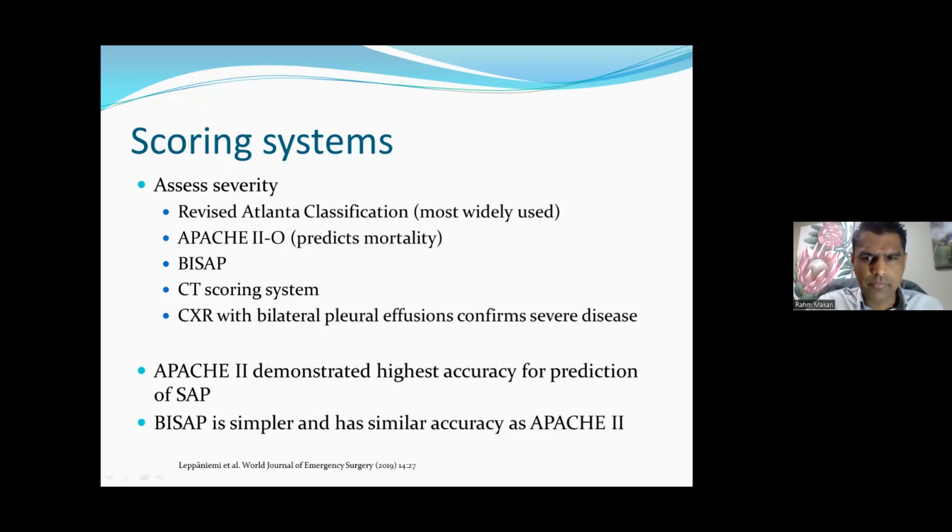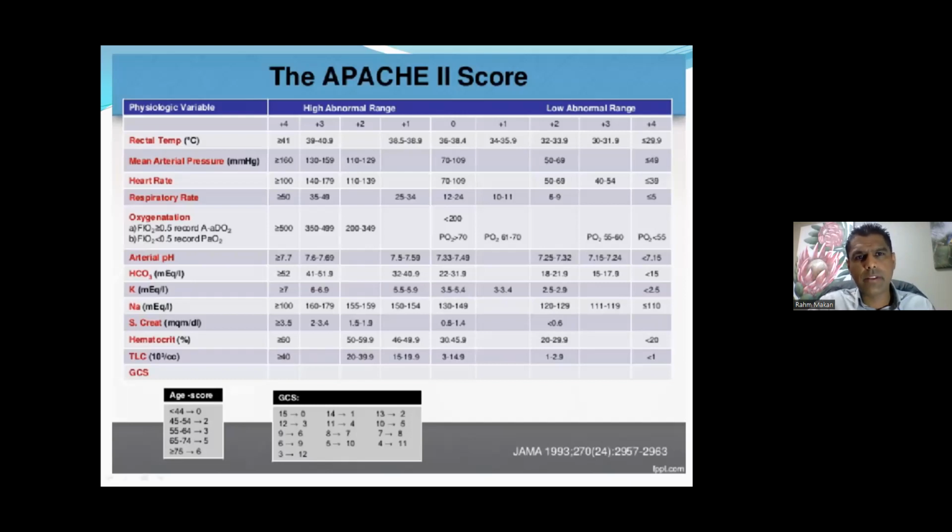So the Apache 2 score was the one that demonstrated the highest accuracy for the prediction of severe acute pancreatitis. The issue with the Apache 2 score is it's very technical and it can take a long time to gather all the data you need to process it. We also have the BISAP score, which is the bedside score, which is a lot simpler, and it has been shown to have a very similar accuracy as the Apache 2 score. So this is the Apache score, all the variables that are looked at in the Apache score.